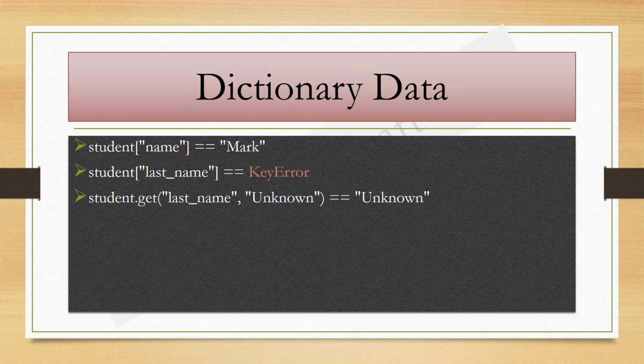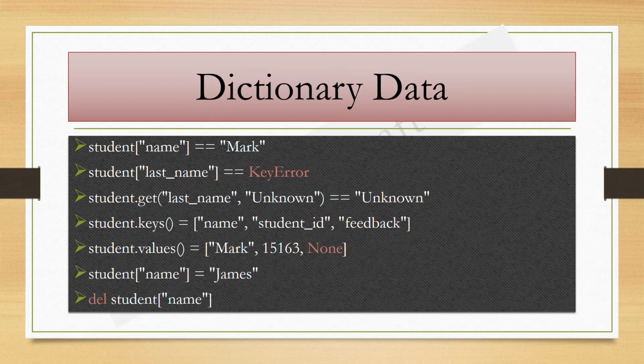If you wanted to just see all the keys that are in the dictionary, you can simply call dictionary.keys, or in this case, student.keys. This is going to return a list of all the keys, which in our case is going to be name, student ID, and feedback. And similarly, for a list of all values, just call student.values. Changing values and deleting them with dictionaries is the same as with lists. Using student['name'] = 'James', we'll change the student name from Mark to James. Calling del student['name'] will delete the name key-value pair completely from the dictionary.